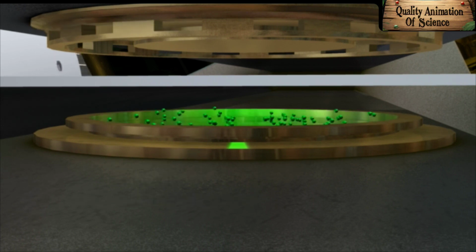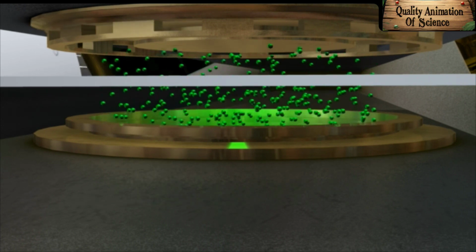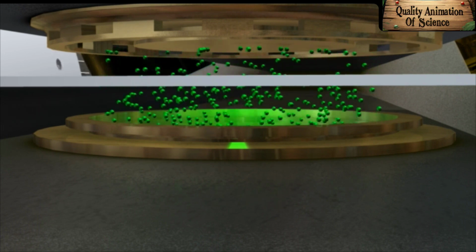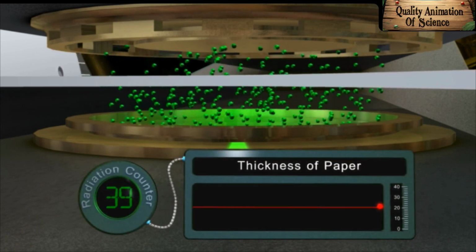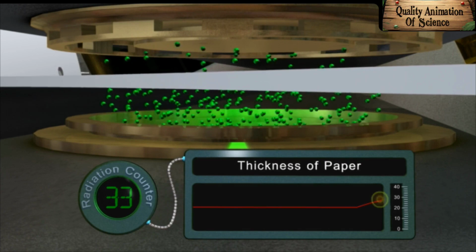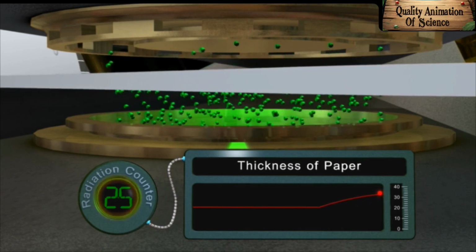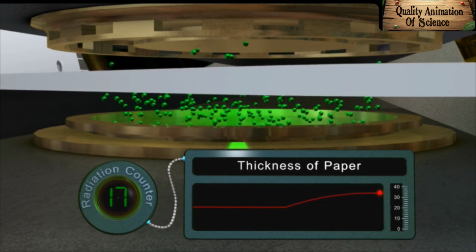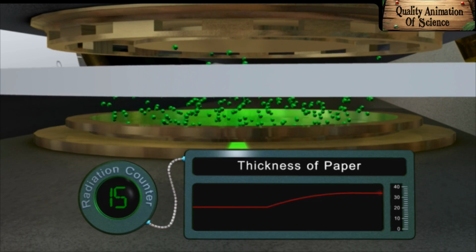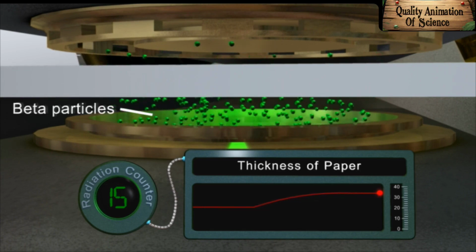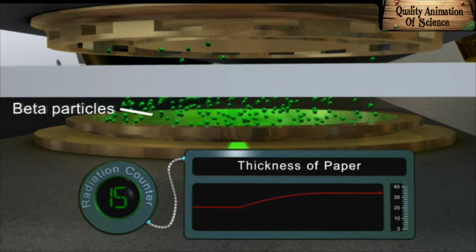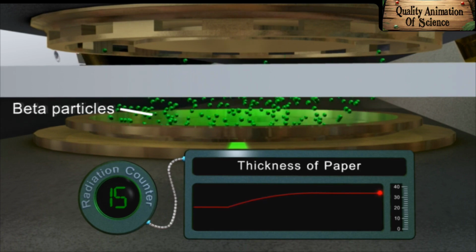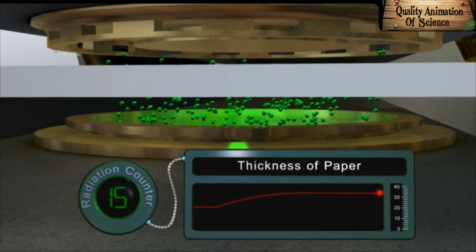The radiation coming out of the radioactive substance passes through the paper sheet. It is found that if the thickness of the sheet increases, the count rate in the detector decreases and automatically the thickness of the sheet can be known. Because of good range of beta particles, beta emitters are suitable sources for monitoring the thickness of thin sheets.